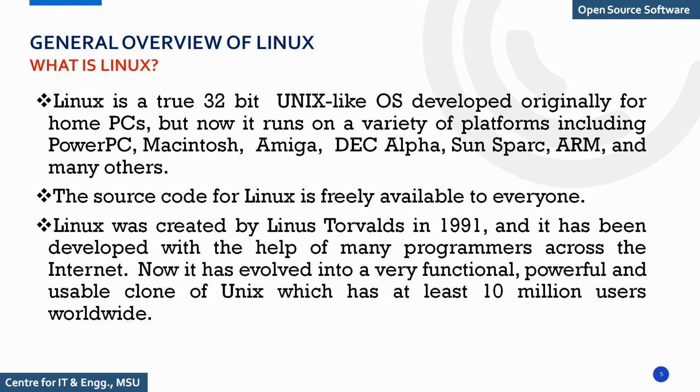Now, what is Linux? Linux is a 32-bit operating system, which is a Unix-like operating system, which was originally developed for the purpose of home computers or home PCs, but now it runs on a variety of platforms. As you know, the Linux source code is freely available to everyone. Linux was created in the year 1991, and now Linux has at least 10 million users worldwide.